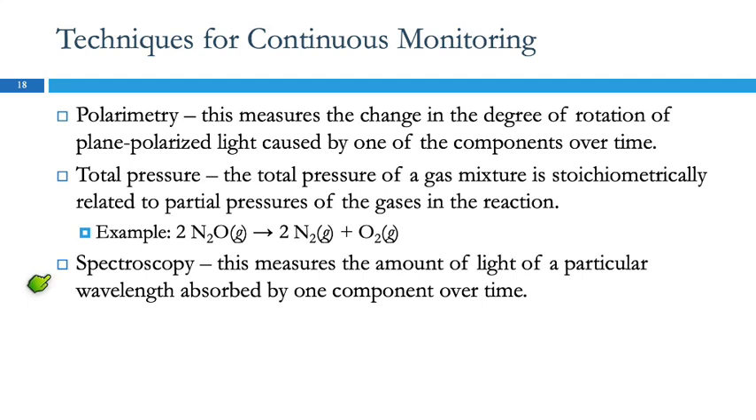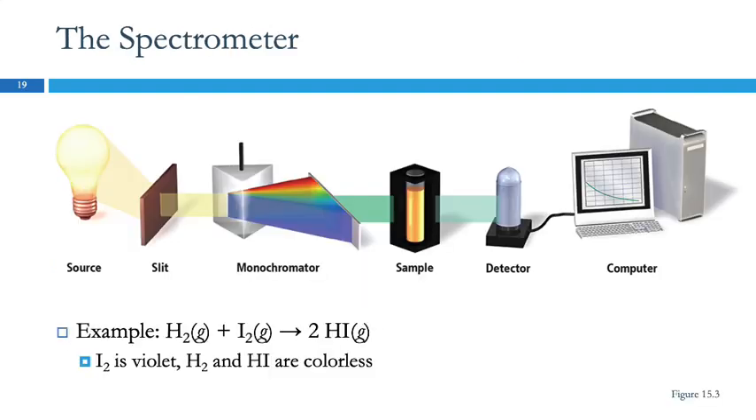Spectroscopy is another thing we could do. This involves passing light through a solution and seeing how much light is absorbed. We have an illustration of this. So this is an illustration of a spectrometer. We have some light source, and then we block out a lot of that and just let light through a slit. And that goes into the monochromator. It involves a prism, which separates that light into different wavelengths.